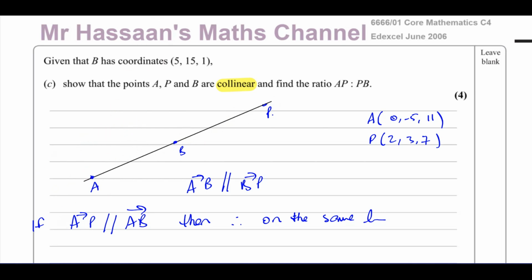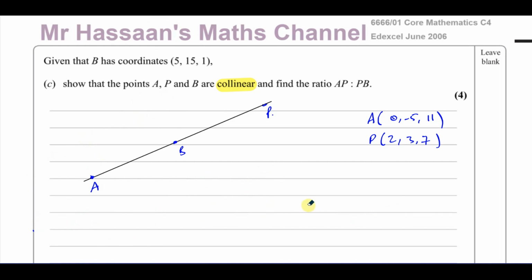Okay, so I can choose which one I want to do. I want, in the end, to find the ratio of A to P to P to B. Alright, so what I'll do is I'll find the vector A to P and I'll find the vector P to B, and that will help me with that second part. So I'm going to find those two things. Okay, if I find those two things, that's going to help me.